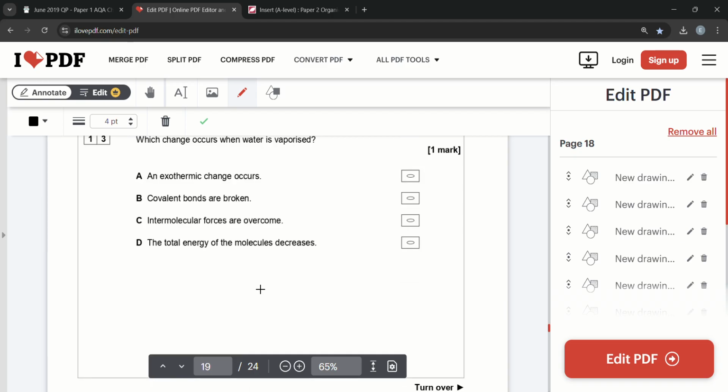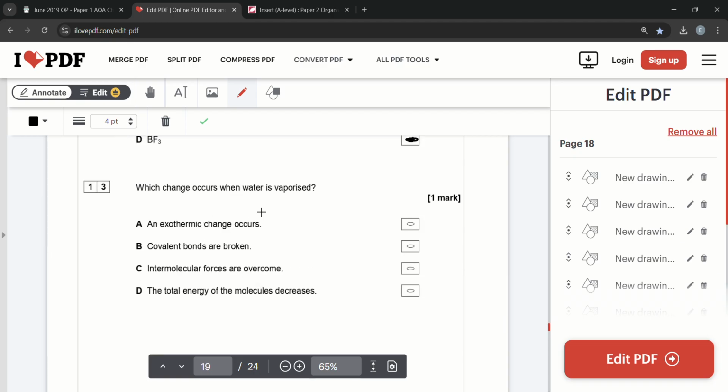Which change occurs when water vaporizes? Classic question. When water vaporizes, we're not breaking the covalent bonds. It's the intermolecular forces that are overcome. They're broken. So the answer is actually C.